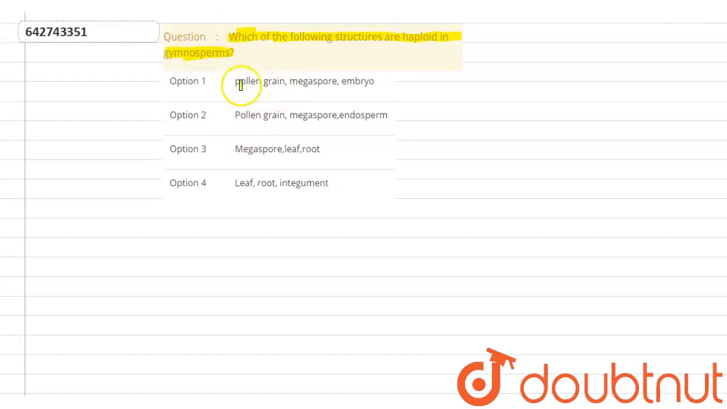Hello everyone, the question states: which of the following structures are haploid in gymnosperm? These are the options given: pollen grain, megaspore, embryo; pollen grain, megaspore, endosperm; megaspore, leaf root; leaf root, integument. Now let's proceed to the solution.